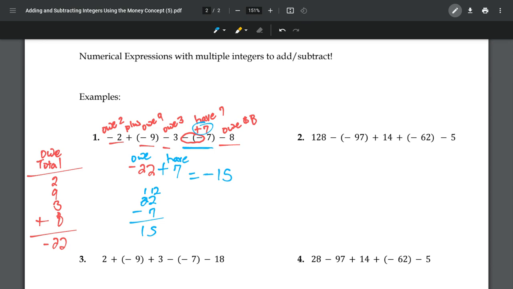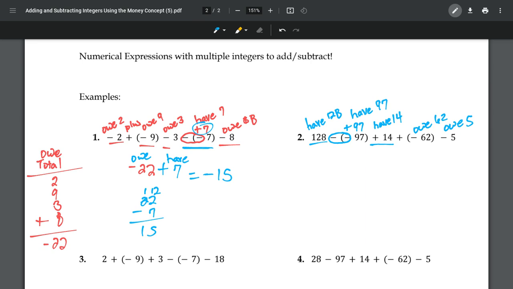The first number is positive, so that means you have $128. This double negative, minus a negative, also means that, because it's a plus, you have 97. Okay, you got some money this time. Okay, a plus in front of that. Plus you have $14. But this says plus you owe me 62. There's a minus in front of the 5, so you owe me 5.